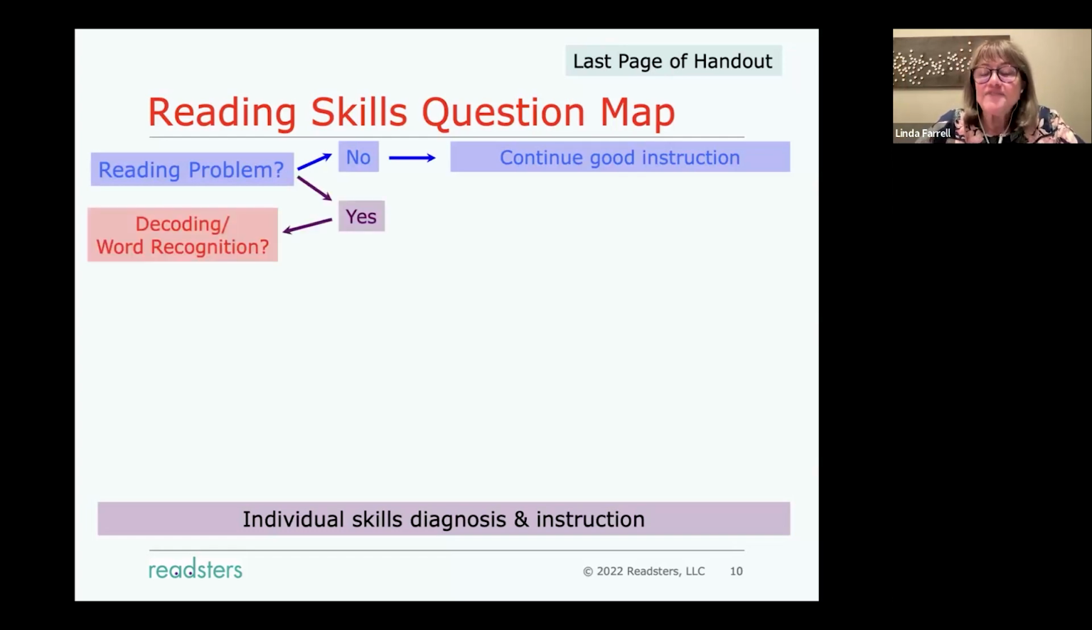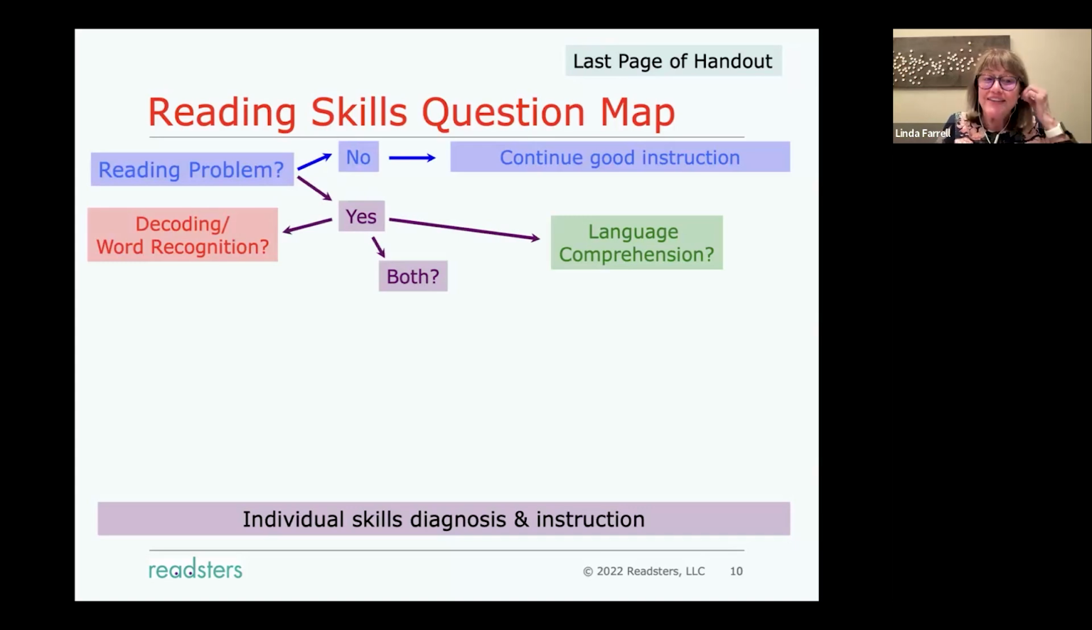I have to first define: is that reading problem decoding, or is that reading problem language comprehension? Because that's going to guide my instruction. Or is it both? Which means I've got to have different instruction for decoding than I do for language comprehension.